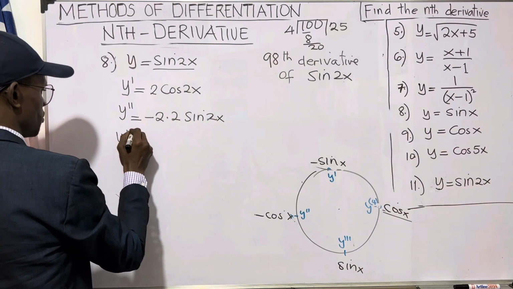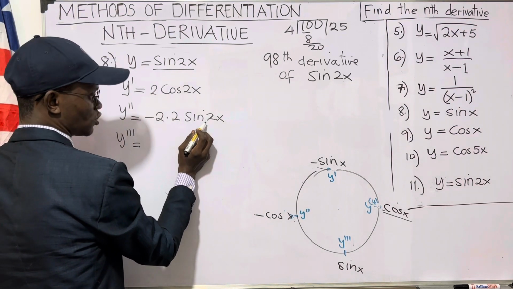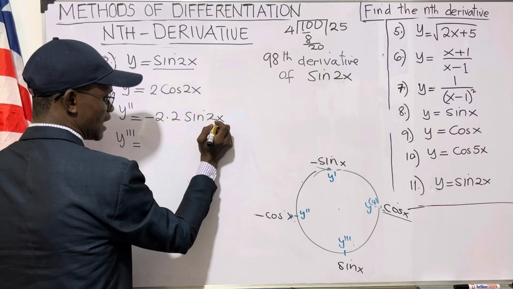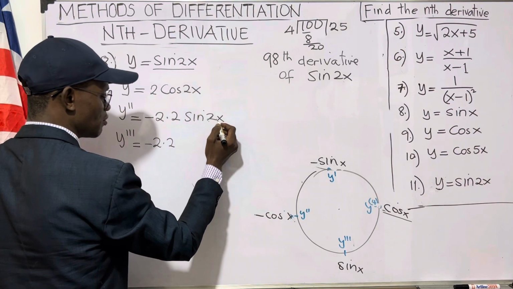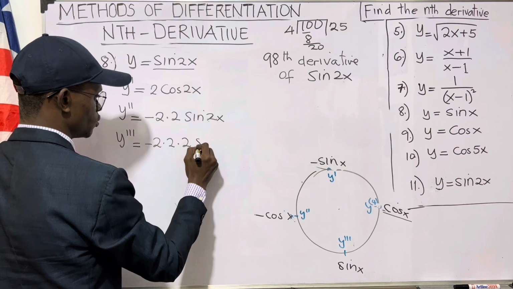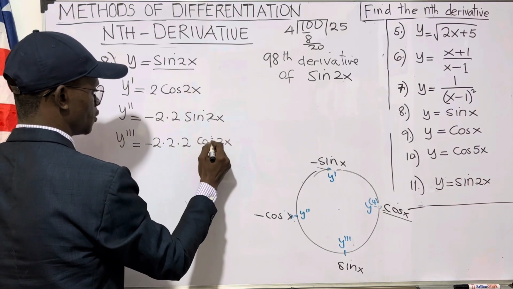So y prime prime prime, the derivative of sine is cos times the derivative of the angle. So this gives us 2 times 2. If you differentiate this angle, you get 2, so times 2. Sine of 2x. Oh, sorry, cos of 2x.